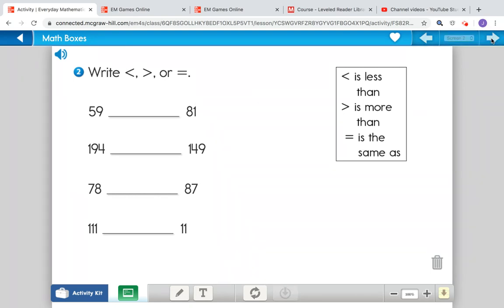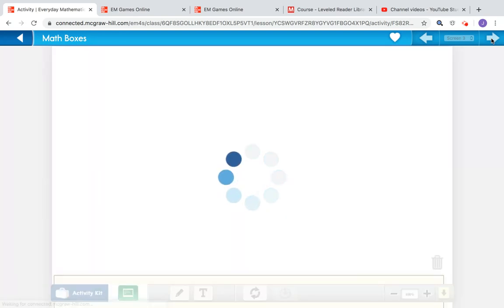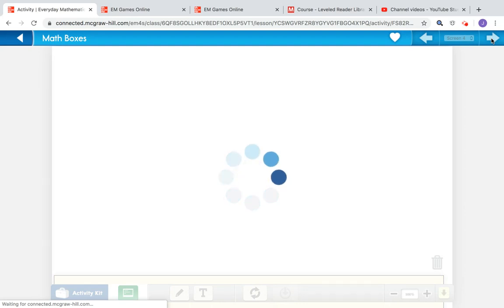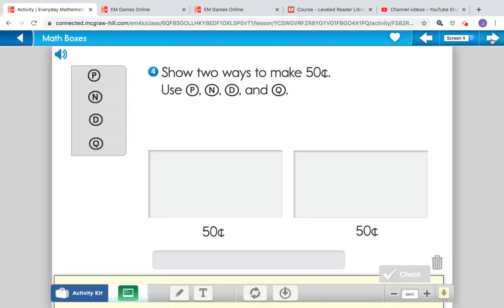Then you're going to scroll to number 4. We're going to skip number 3, and we're going to go to number 4. And it says here it's working with money, which we've done before. It says show 2 ways to make 50 cents. You're going to be using pennies, nickels, dimes, and quarters.